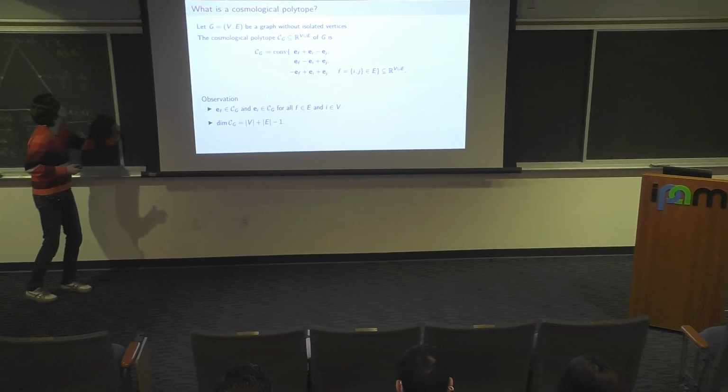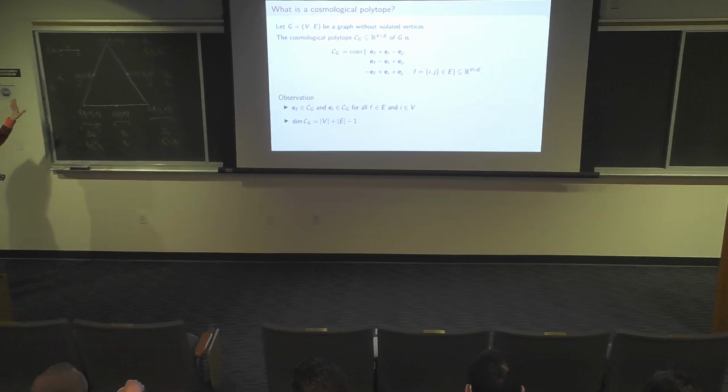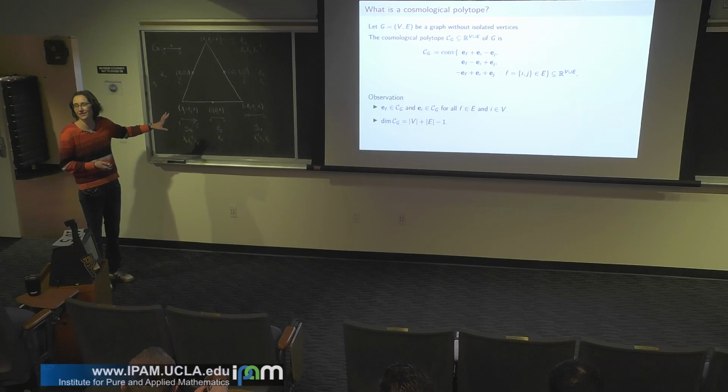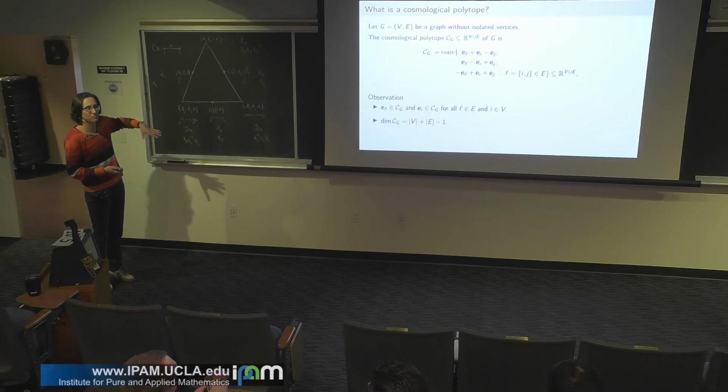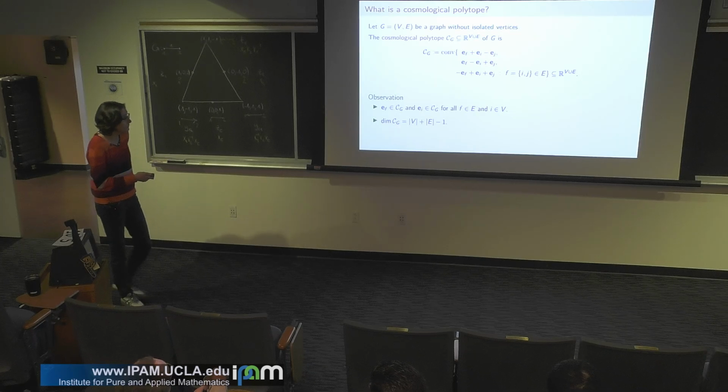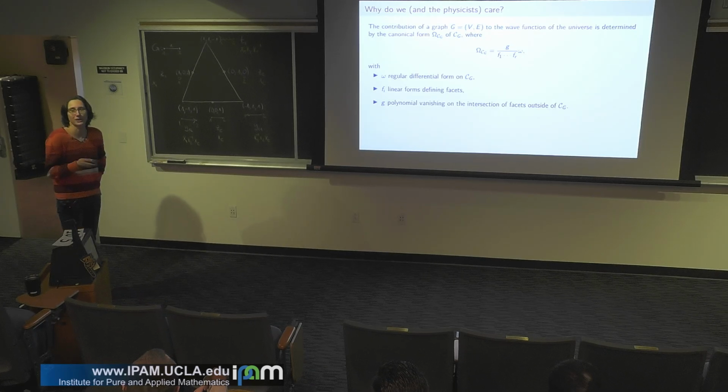of this specific example, and you don't have to look at everything which is written there. It will become clear, but I wanted to have it on the board for you to make it easier to follow. Okay, so why do physicists care for these polytopes, and why do we care?